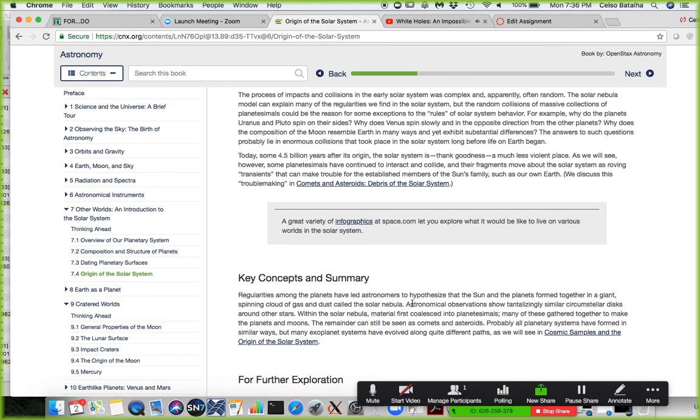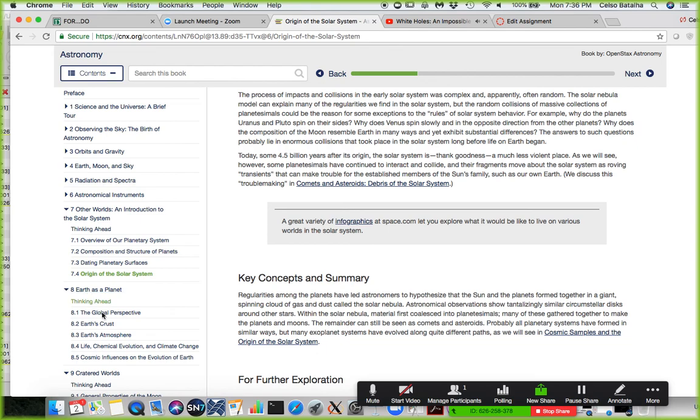Okay. And with this, those are the main points of this chapter 7. And then chapter 8, we'll explore Earth more in detail, its chemical composition, and then we might review how dating can be made on certain rocks on Earth, and also we would discuss the geologic activity here on Earth.